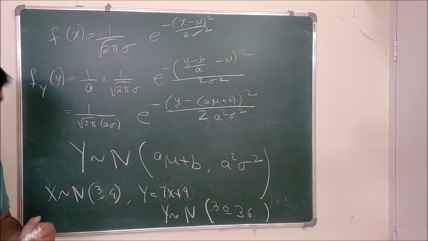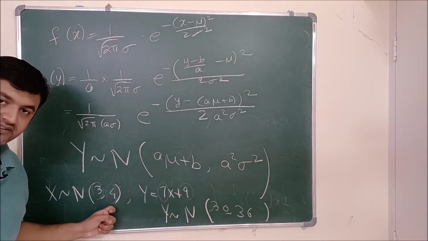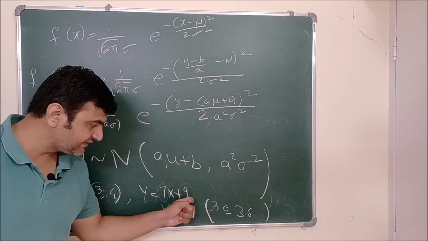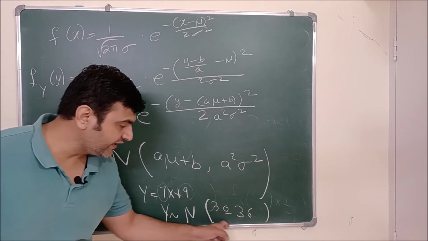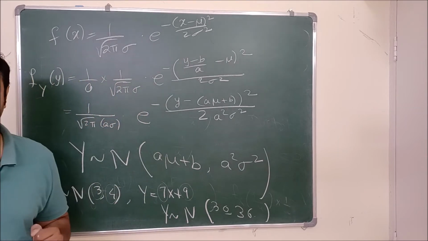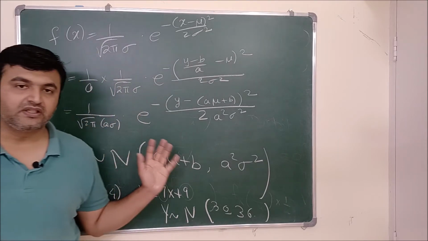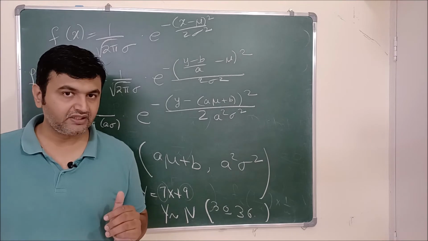So if you have a normal distribution with mean 3 and variance 4, and you do this change of variable, you again get a normal distribution with mean 30 and variance 36. So I hope the proof is clear. If you have any doubt in the proof, you can ask me in the comment section.